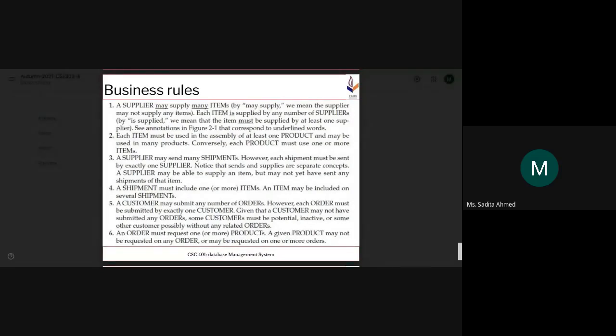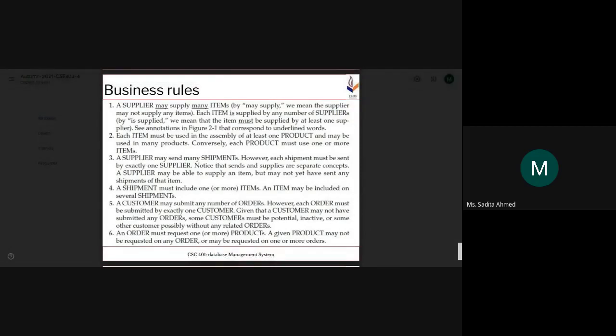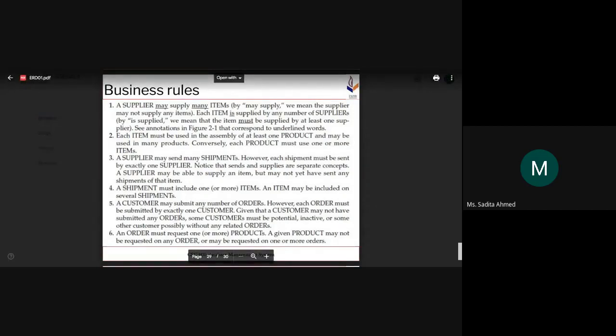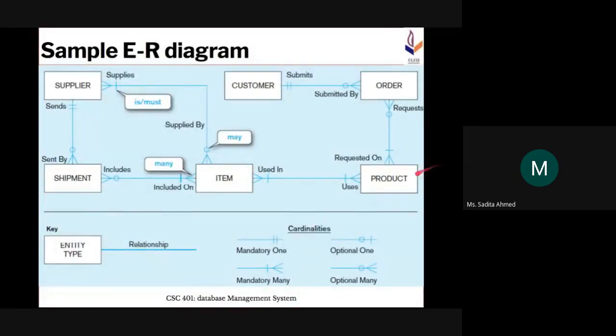Each item must be used in the assembly of at least one product and may be used in many products. Conversely, each product must use one or more items. So what do I see here? A data object named item, a data object named product, and there is a relationship between the two. As simple as that. So where is my item? Here. Product? Here. So there is a relationship line connecting the two of them. This line is telling me in this ERD that item and product are related, they are associated with each other. Right?